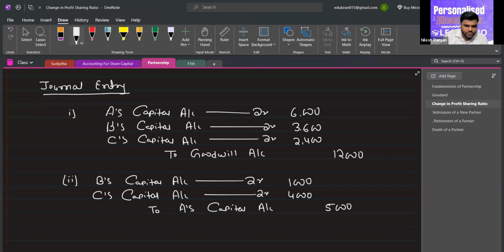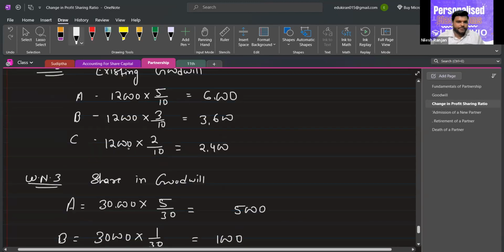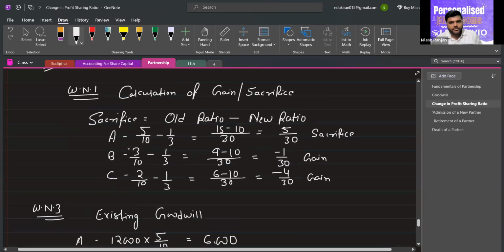Actually, we have to write the narration also: existing goodwill written off, and share in goodwill payable to A. This is your solution of question number 6. Now, do you have any question? No, sir.